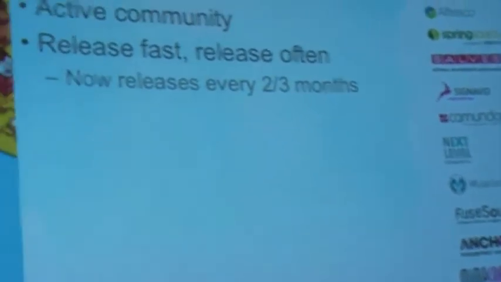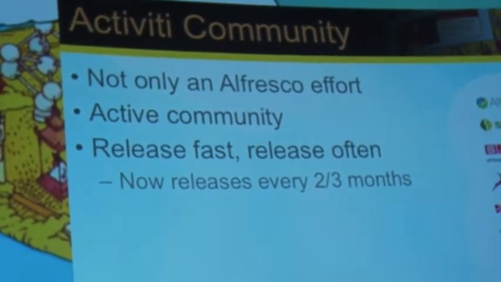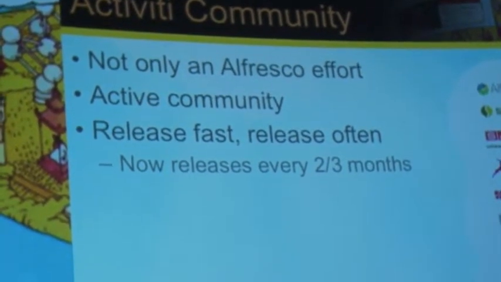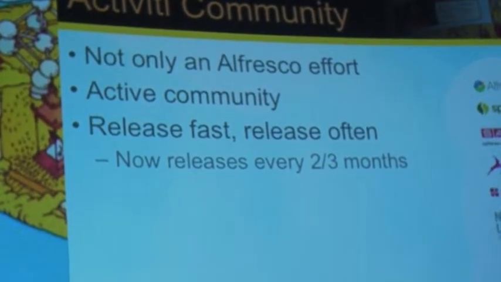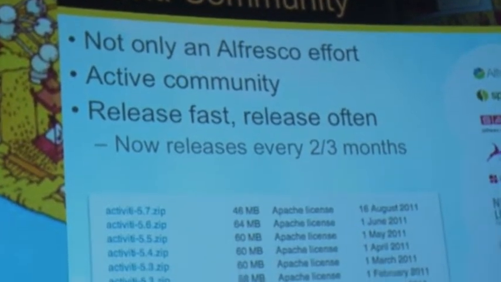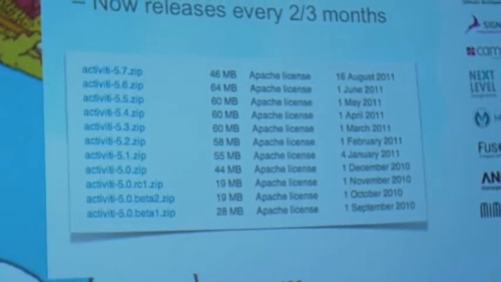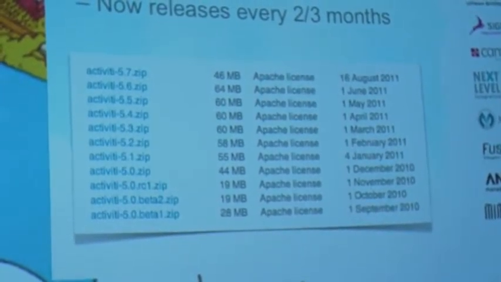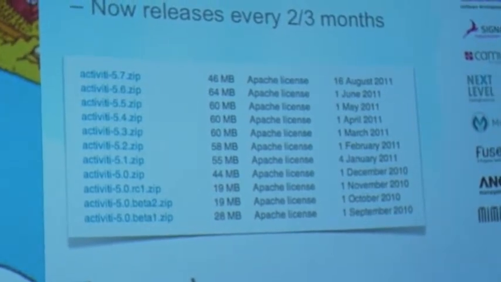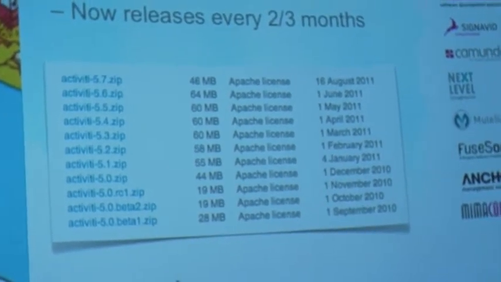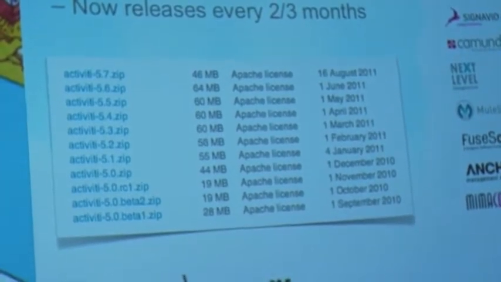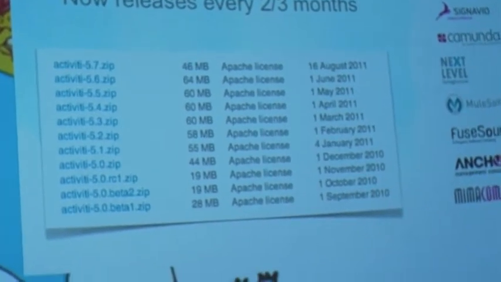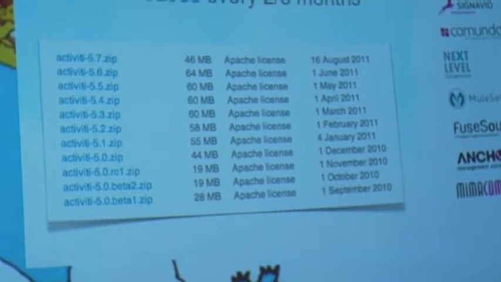It's not only an Alfresco effort, it's actually quite a big community contributing to it. The core team is all Alfresco employees, but there are external contributors from all over the world. We have an active community, and our motto from the beginning was release fast, release often. So in the beginning, we released every month, giving bug fixes and features to people, rolling out very quickly. Now we've stepped back a bit, and we release every two to three months. That's a bit how the community works.